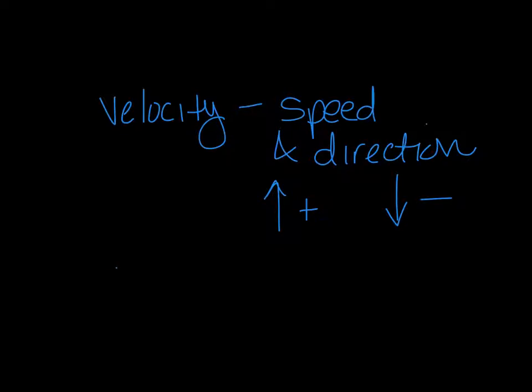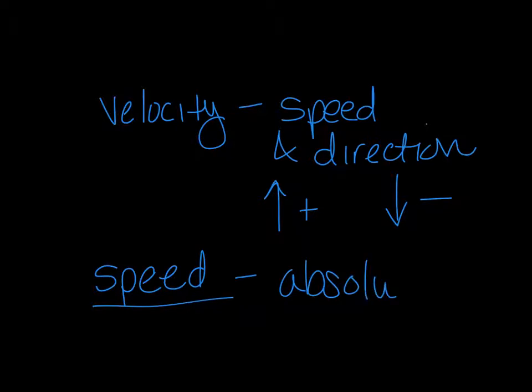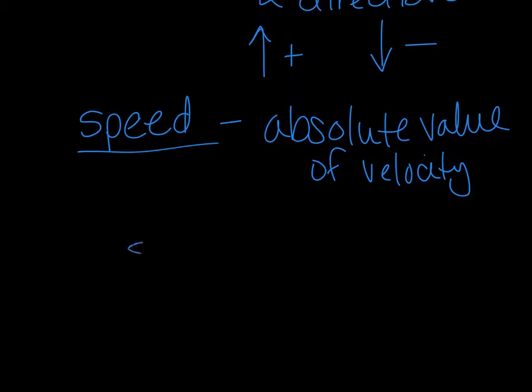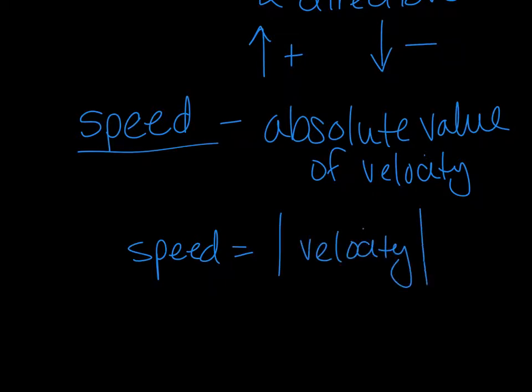If they ask you, though, for your speed, just speed, okay, that doesn't matter which way you're going. That is going to be the absolute value of velocity. Or maybe you want to see it this way. Speed equals the absolute value of velocity. And I forgot to mention earlier, when you want to show absolute value, it's these vertical lines that do not have a little thing on the end. It's just straight vertical lines up and down. And then anything inside of it is what you're considering to be absolute value of.